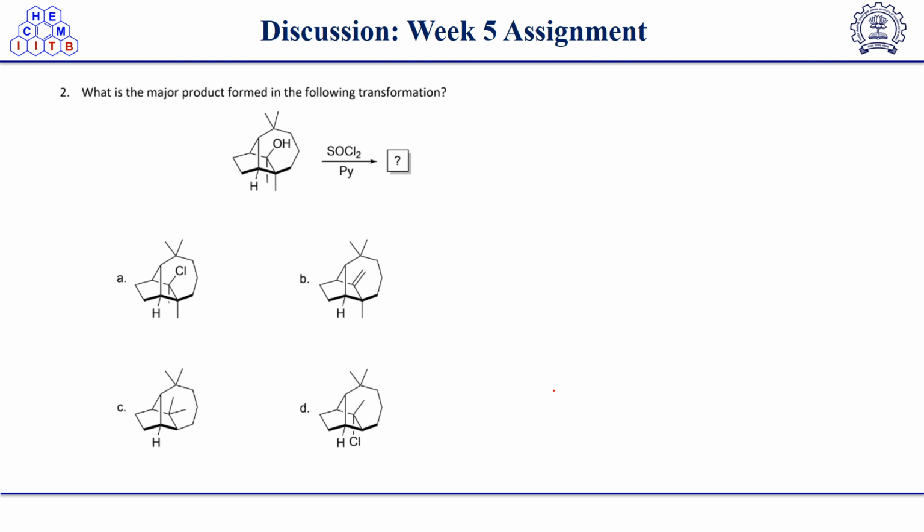As we can see in the first option, the hydroxyl group is getting replaced with chlorine. And in option B, we can see the hydroxyl group is getting replaced with an exocyclic double bond. And in option C, we can see one methyl group here that is getting migrated to this hydroxyl position. And in option D, we can see hydroxyl is getting converted into chloride but in an SN2 manner. So, what will be the major product in this transformation?